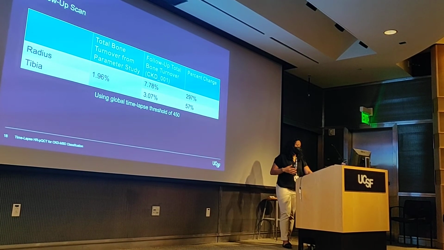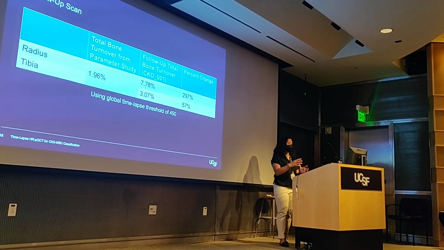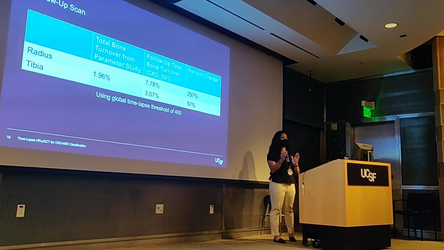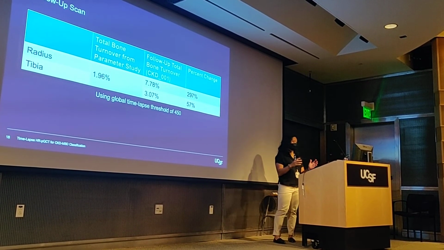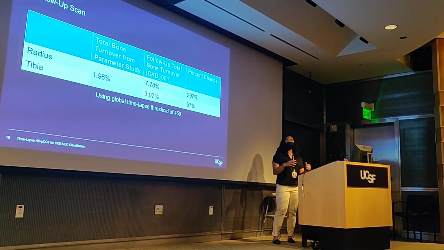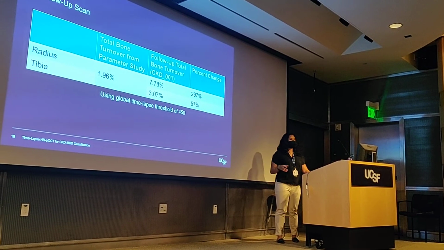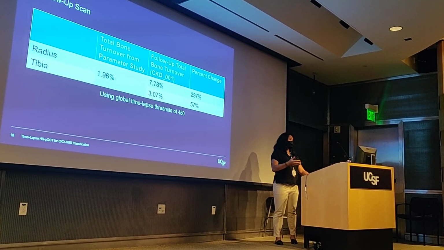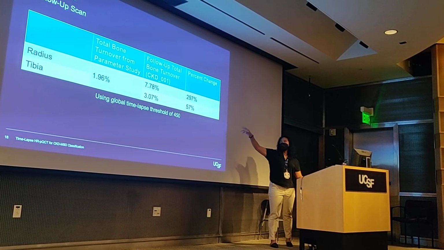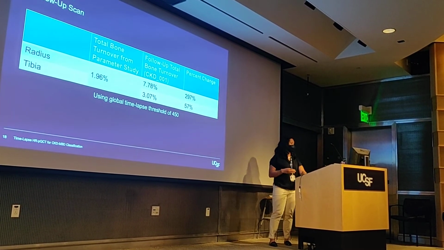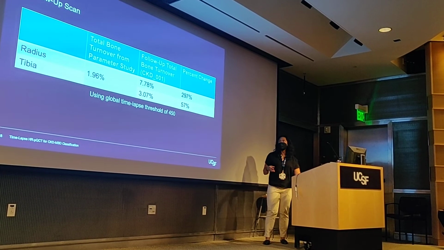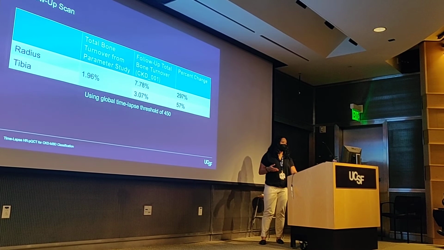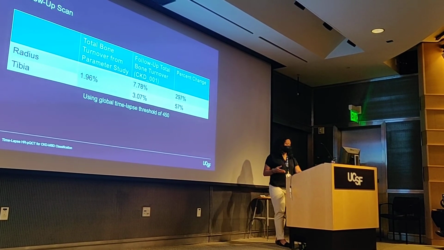And so looking at some of the results from comparing our results from a baseline scan to a follow-up of our CKD, we see that percent change for the radius, we've increased almost 300%. So we're seeing an increase in bone turnover after a 2-month visit by quite a large number. And then for the tibia, we're seeing an increase of 57%. So still a good percent increase with the tibia as well.